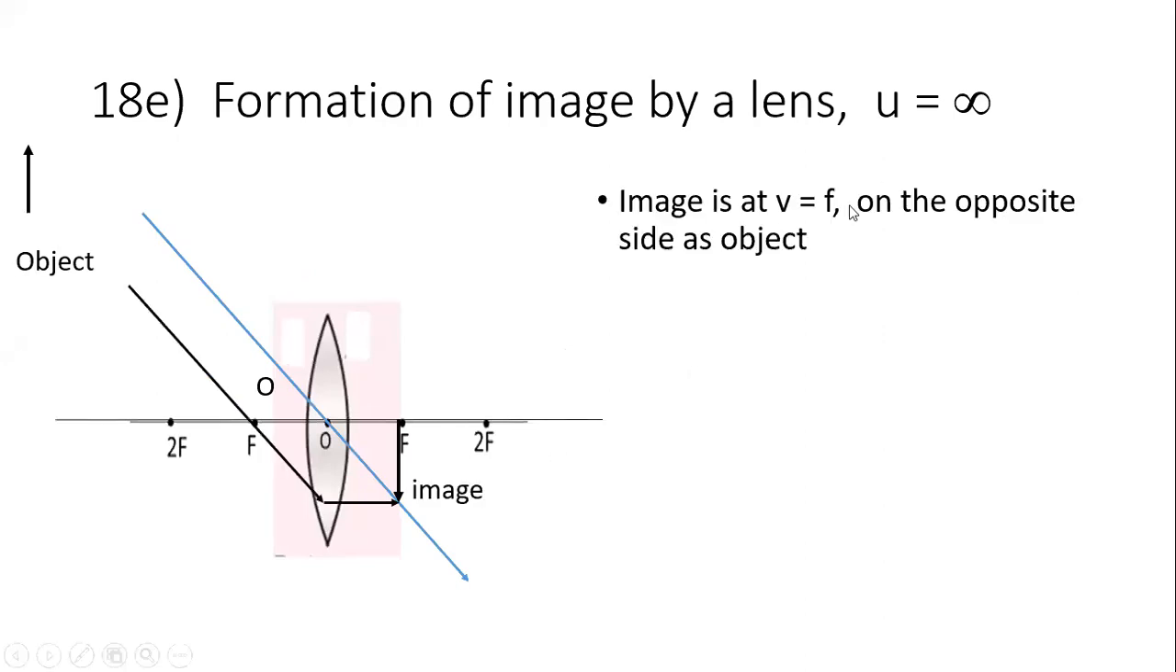Right? On the opposite side to the object. Right? The object is there at infinity. The image should be here. Image is real, inverted and diminished.